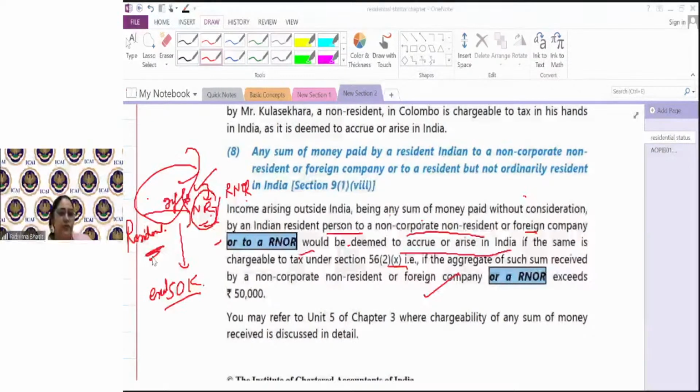So see, Ankur, any amount in excess of 50,000, total, if it crosses 50,000, the total amount is taxable. Karthik, I know it is funny, but this is how it is.